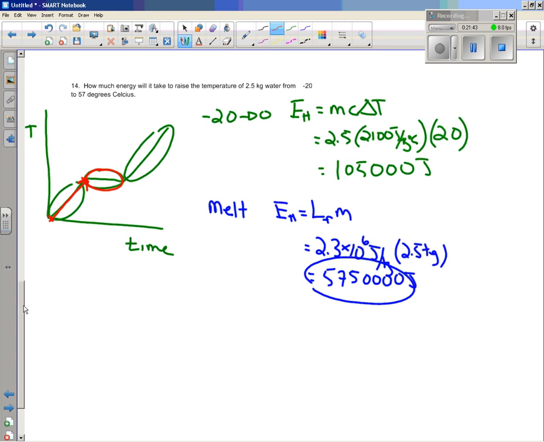Last section. Oh, and there's the lunch bell.